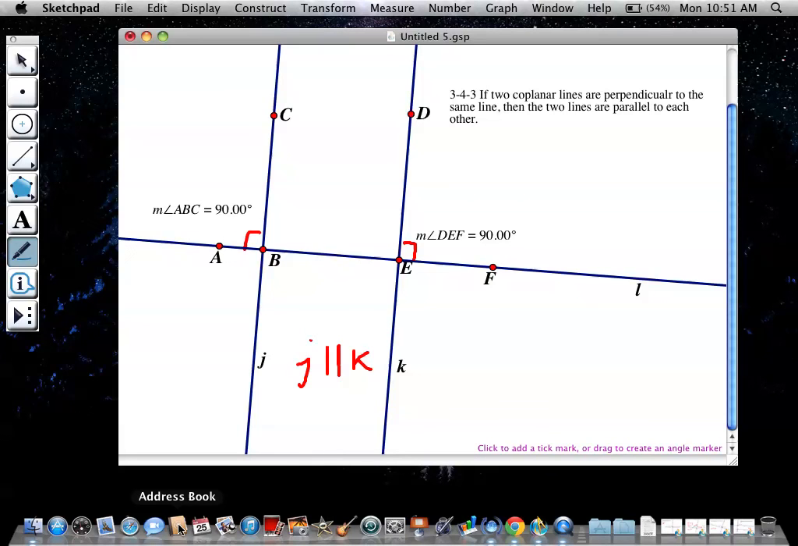Okay, so you have a perpendicular bisector and our three theorems. Right, that wraps it up for Chapter 3, Section 4.